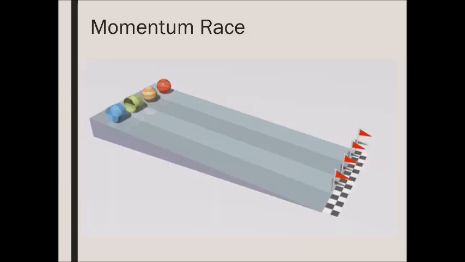And what happens if we add more shapes? So here are a variety of shapes, and they finish in order of the moment of inertia. The hoop always loses because it's always got the highest moment of inertia.